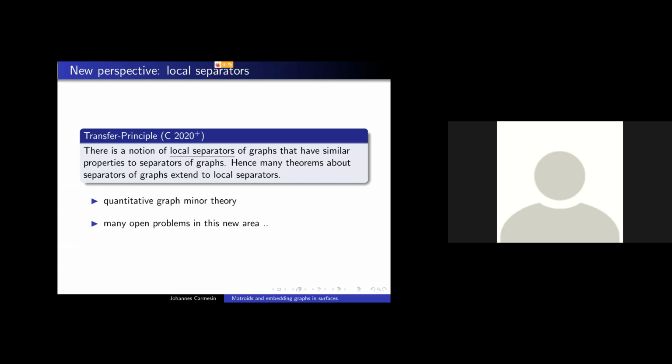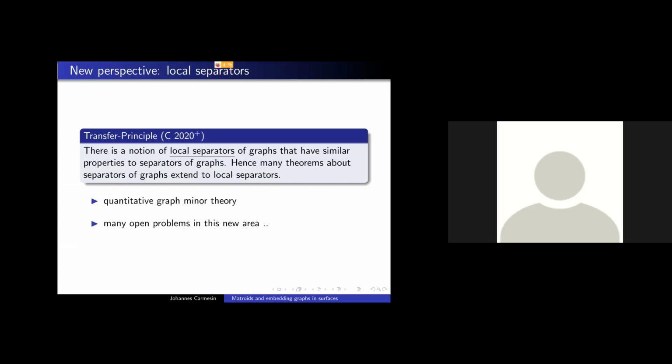But actually there is a definition of local separators, and this is completely oversimplifying, but roughly it goes like this. You say that a set of vertices is a local separator if you can take a ball around them, but this ball gets more fuzzy towards the boundary and with the right amount of fuzziness so that it actually has the submodularity property.